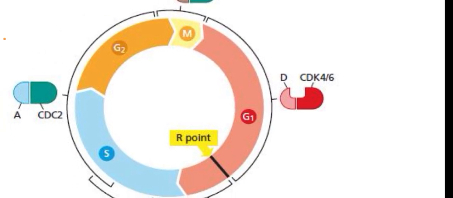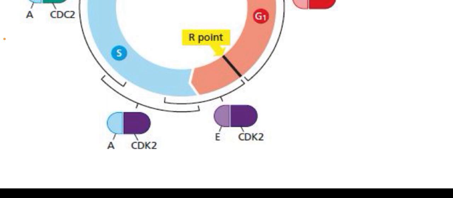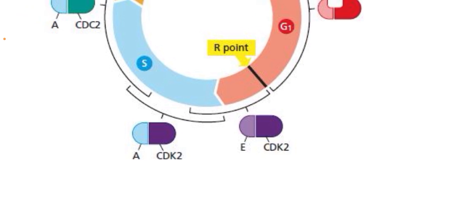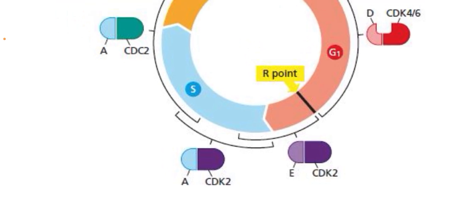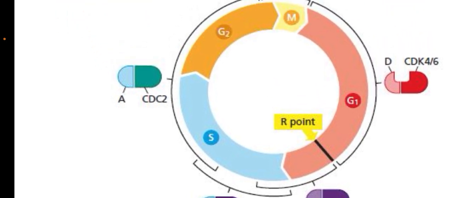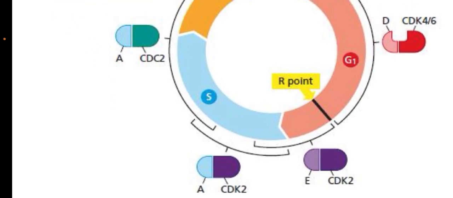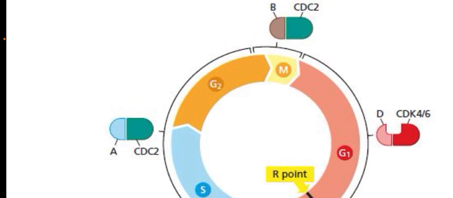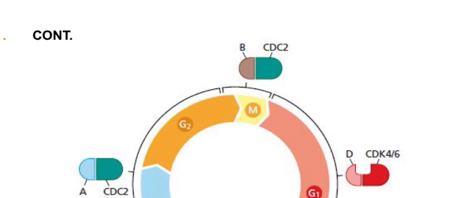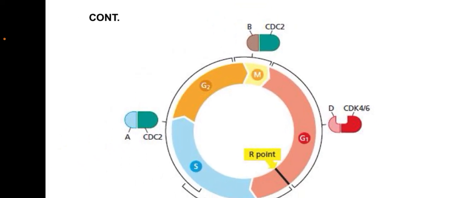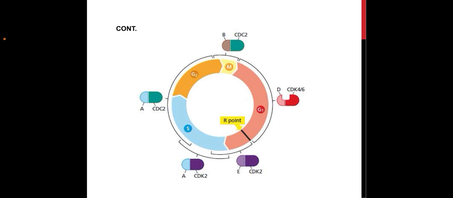In G1, D-CDK4/6 complexes; after the R point, CDK2 with E cyclins; after entry into the S phase, E-type cyclins are replaced by A-type cyclins; and in late S phase, CDK2 is replaced by CDC2; and in the M phase, A cyclin is replaced by B-type cyclins, in the M phase, prophase, anaphase, and telophase.